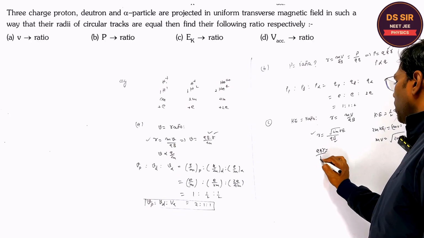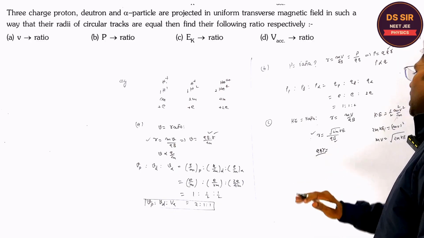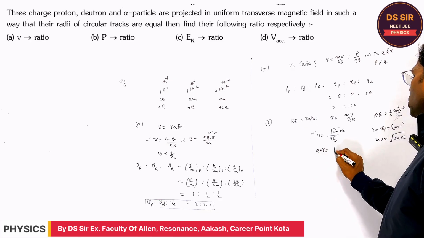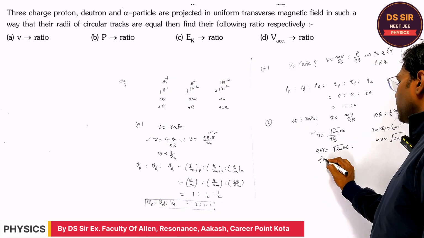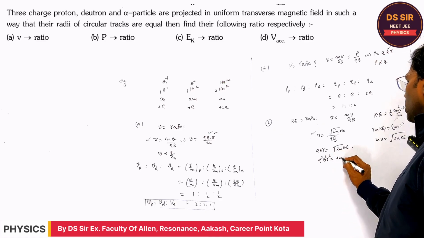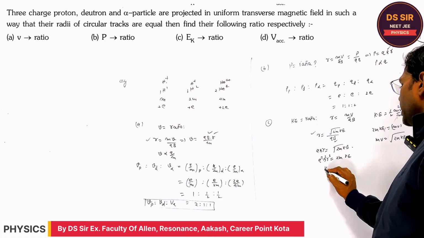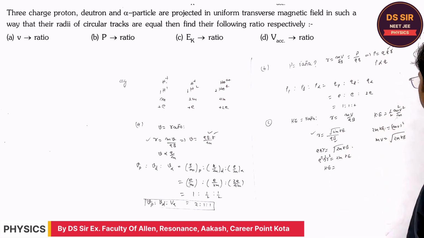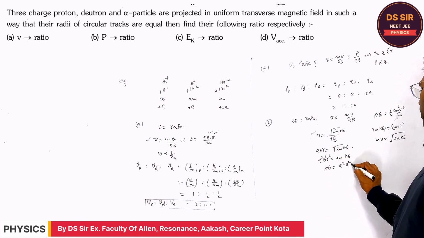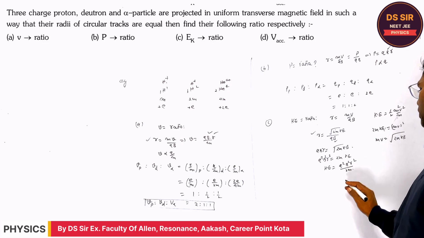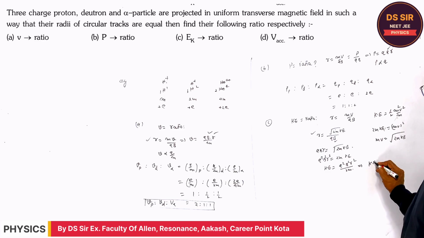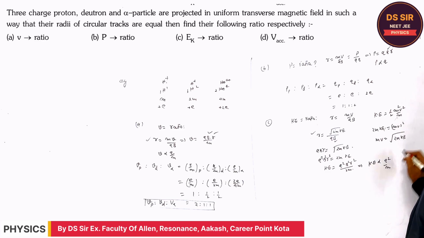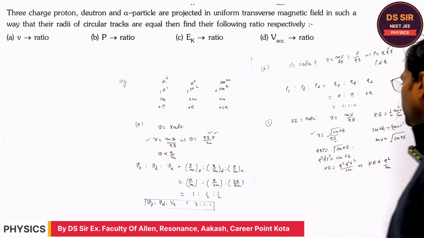QBR is equal to root 2m into kinetic energy. So Q square B square R square, right? So kinetic energy is Q square B square R square upon 2m. B and R are the same, so kinetic energy is proportional to Q square upon m. Right?